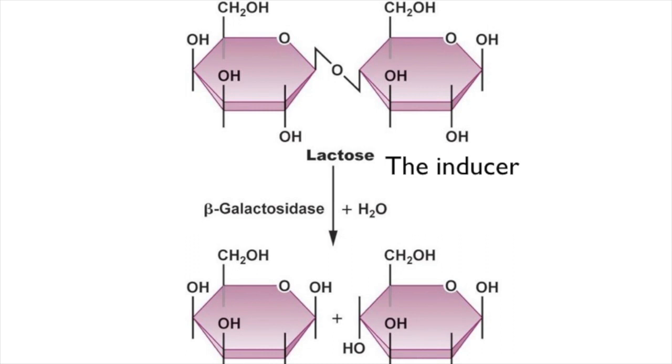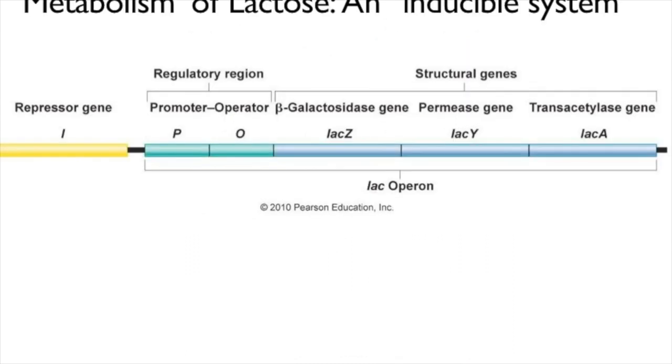This seems very simple, right? You've got a raw material, you make some beta-gal to break it down into the things that you can use. Simple, right? Well, that's not where we're leaving it. We're digging into this much deeper. So here is this inducible system, and we are going to discuss what is called the lac operon.